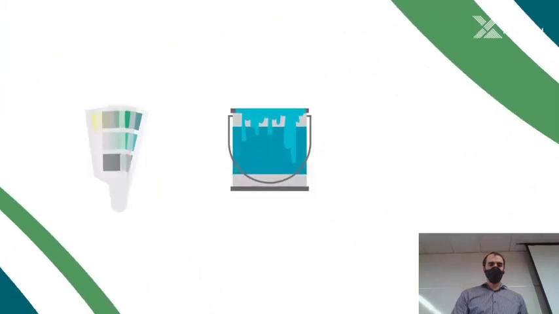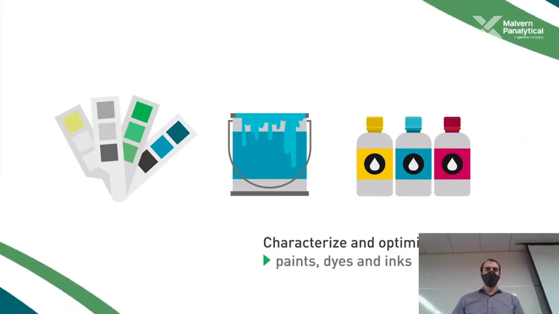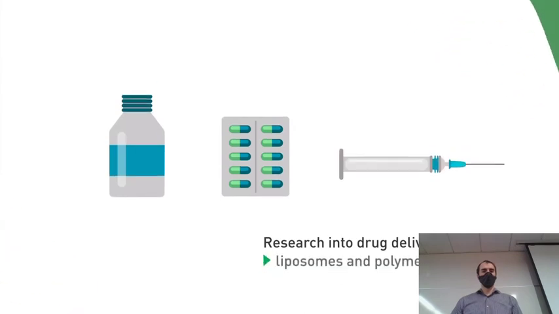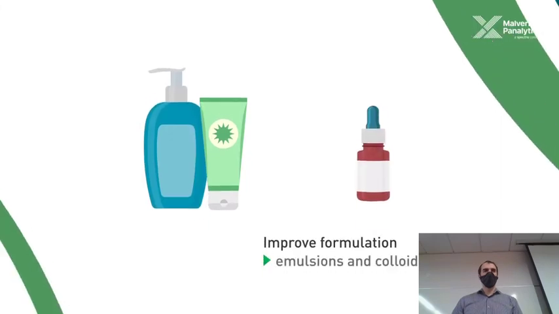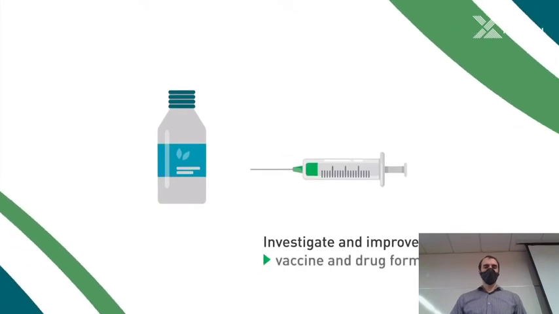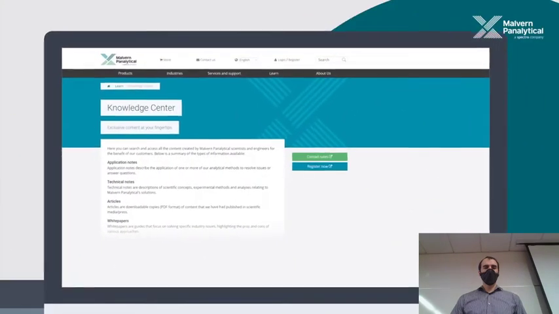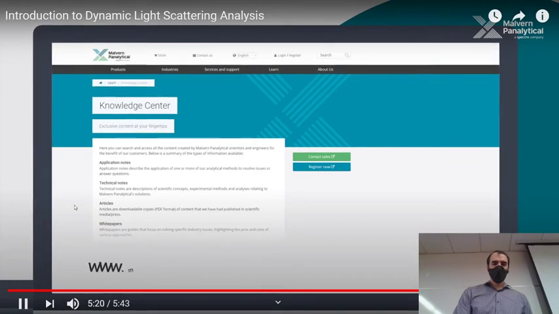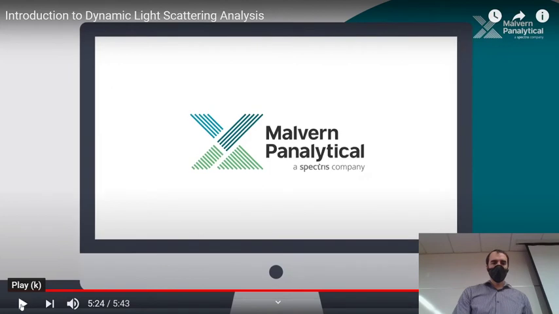For example, DLS is used to help characterize and optimize the pigments used in paints, dyes, and inks. To advance research into drug delivery systems such as liposomes and polymersomes, to improve the formulation of emulsions and colloidal systems, to investigate and improve vaccine and drug formulations, and many, many more. You can read about how people are using Zetasizer systems all over the world for all sorts of applications in Malvern Panalytical's Knowledge Center. This concludes our introduction.